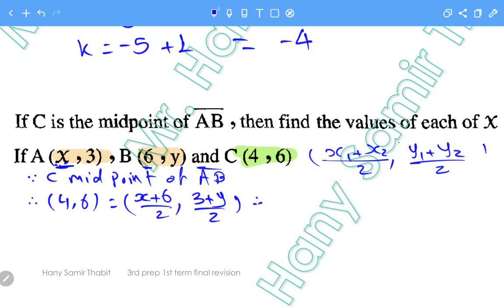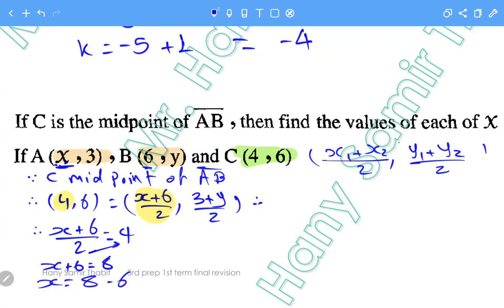Then x plus 6 over 2 equals 4. X coordinates equal x coordinates. Then multiply using scissors: x plus 6 equals 2 times 4, equals 8, and x equals 8 minus 6, which is 2. What about y?